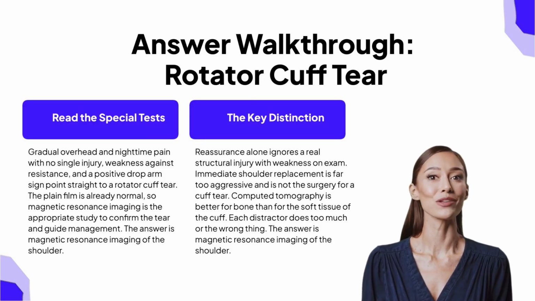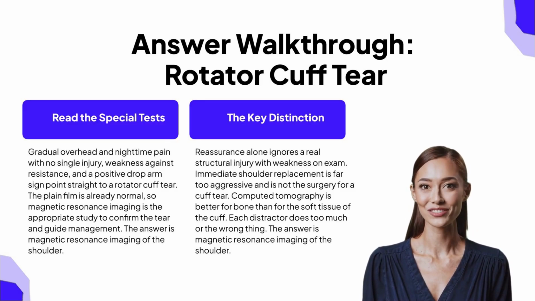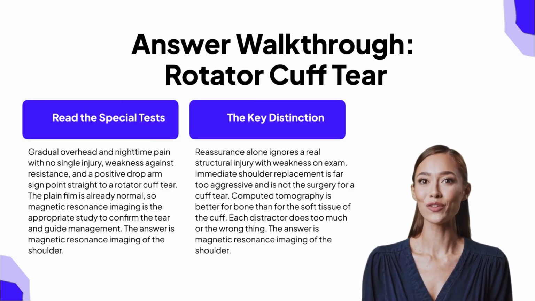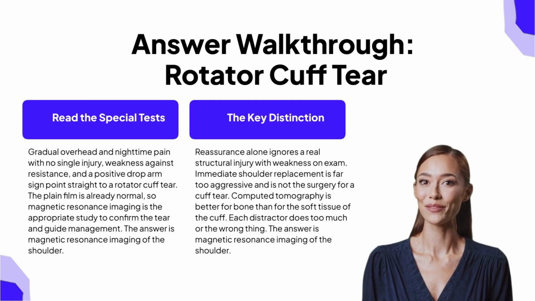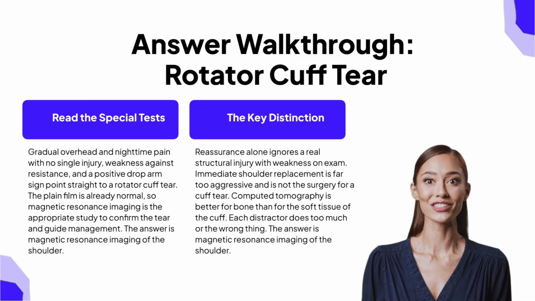First, read the special tests. Gradual overhead and nighttime shoulder pain with no single injury, weakness against resistance, and a positive drop arm sign, where the arm drifts down when released, all point straight to a rotator cuff tear. The plain film is already normal, so magnetic resonance imaging is the appropriate study to confirm the tear and guide management. That is the correct answer.